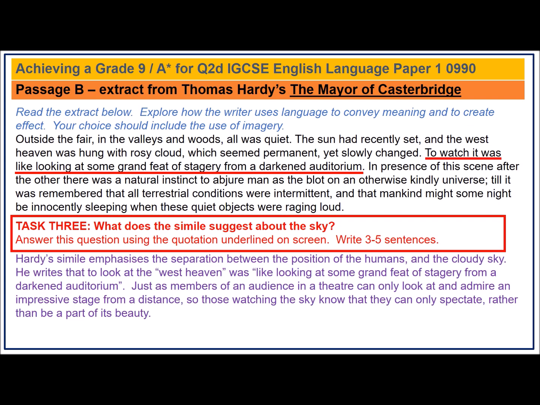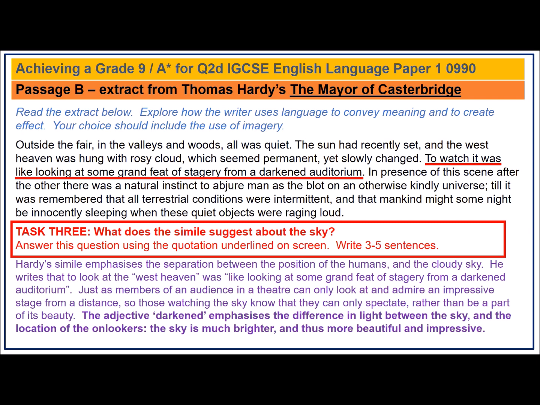My answer: Hardy's simile emphasises the separation between the position of the humans and the cloudy sky. He writes that to look at the west heaven was like looking at some grand feat of stagery from a darkened auditorium. Just as members of an audience in a theatre can only look at and admire an impressive stage from a distance, so those watching the sky know that they can only spectate rather than be a part of its beauty.